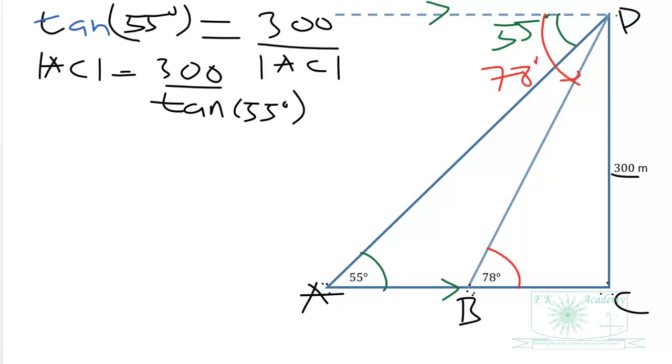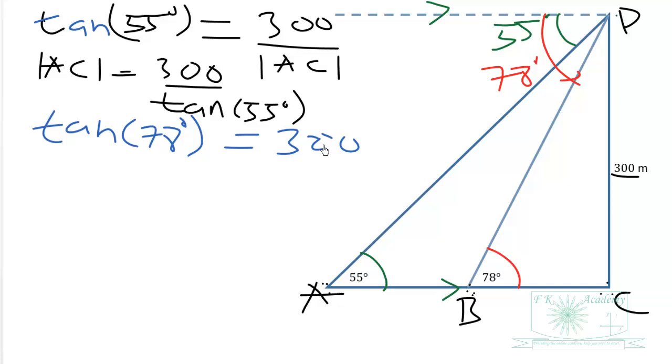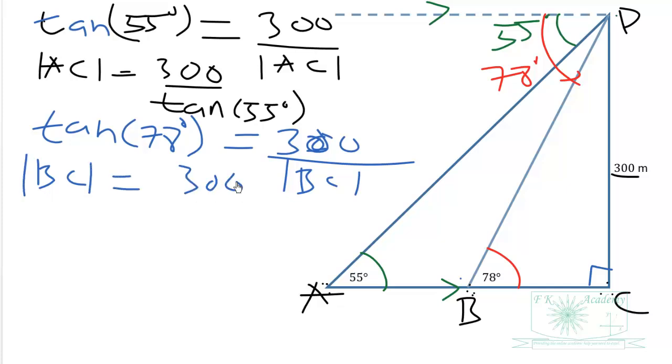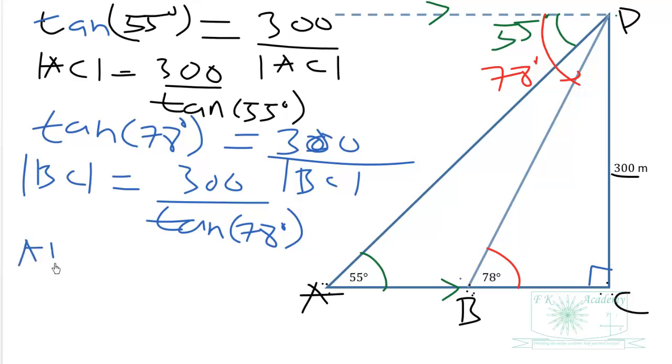So in a similar way, we can take the tangent of 78 degrees, and that will be equal to 300 meters over the adjacent, which is BC, the angle here being 90. So BC will now be equal to 300 over tan 78. So AB is actually equal to line segment AC minus line segment BC.